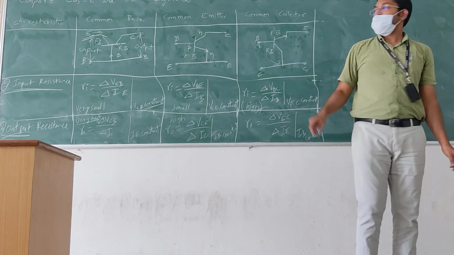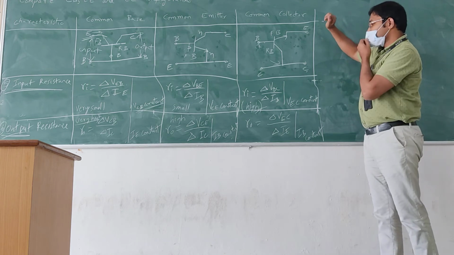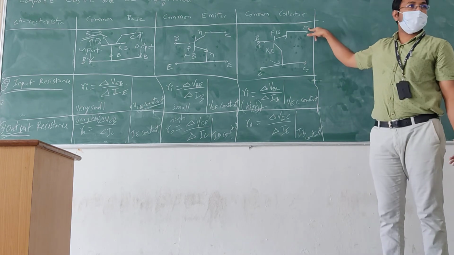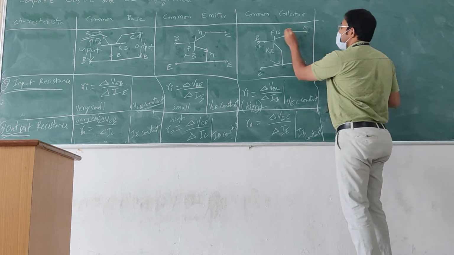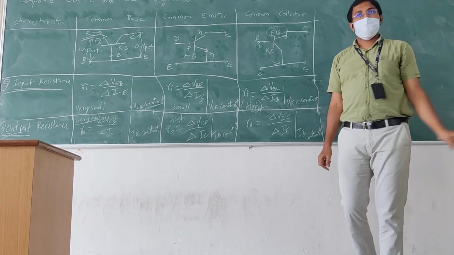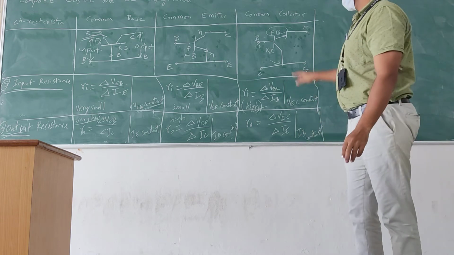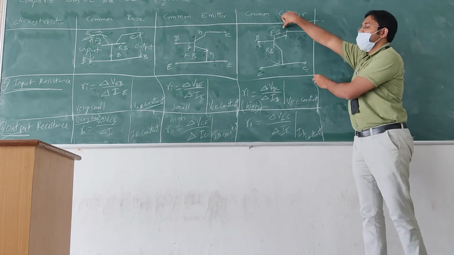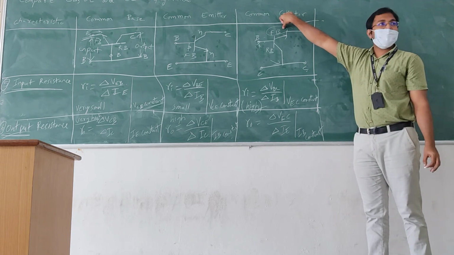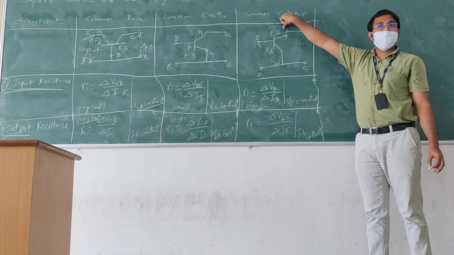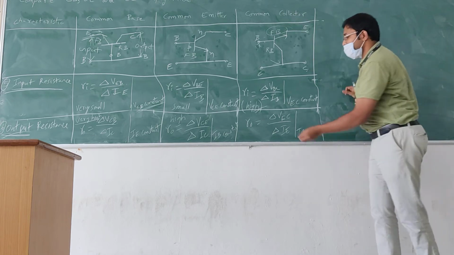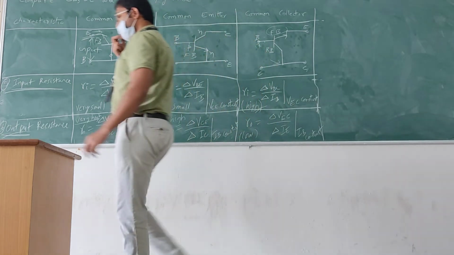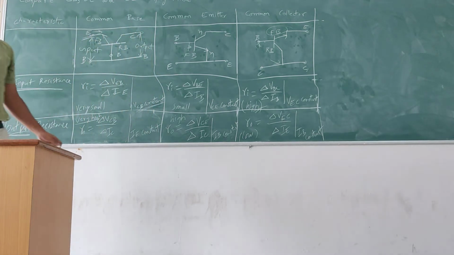Next, what about the output resistance for this case? We are having a forward bias. In this case, if you see at the output, we are coming across a forward bias junction. Because of this, it will be low.